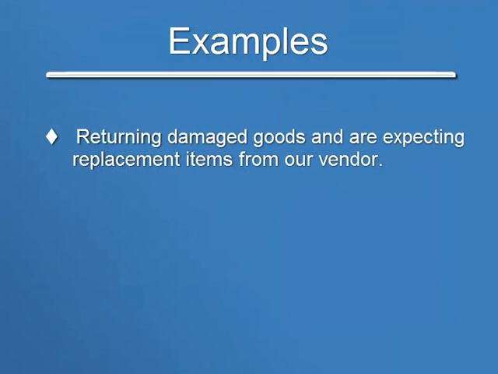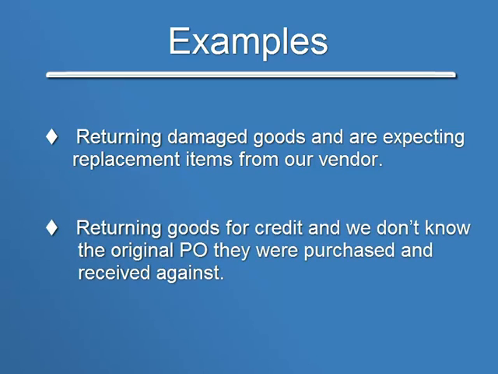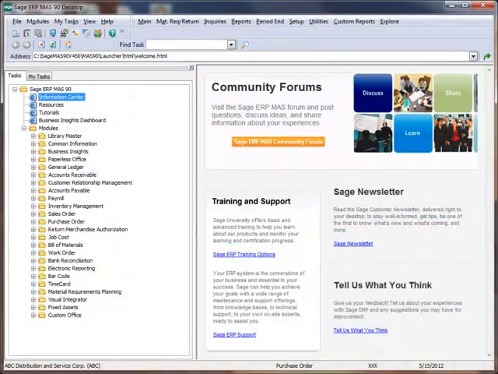In our first example, we'll be returning damaged goods and are expecting replacement items from our vendor. This example assumes the PO which the goods were received from has not been purged from history. For our second example, we'll be returning goods for credit and we don't know the original PO they were purchased and received against. So now let's jump right in and get started with the first example.